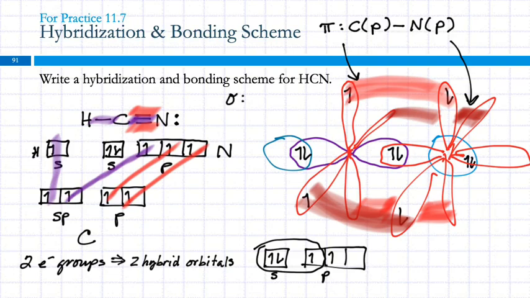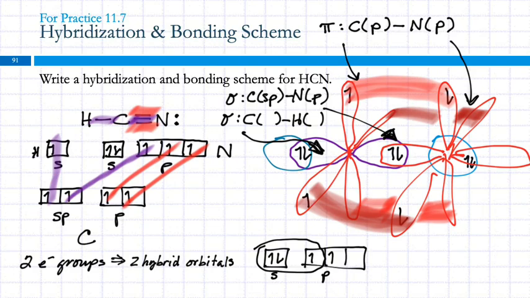And then I have sigma bonds. So this one in here is between carbon and nitrogen. And so this is this purple SP for carbon, and what's overlapping on the nitrogen is a P. And then I have another one, between carbon and hydrogen for this guy right here. And that's SP and S on hydrogen.